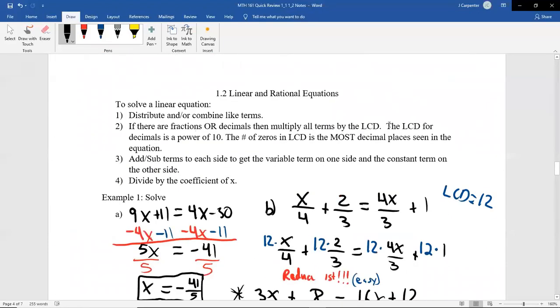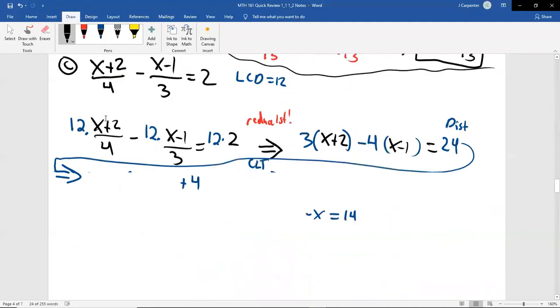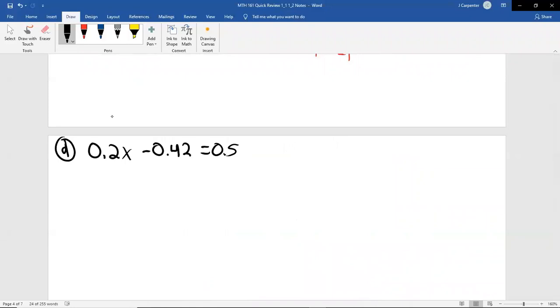So that's step 2 before. It said the LCD for decimals is a power of 10. The number of zeros in the LCD is the most decimal places seen in the equation. It's not add up all the decimal places, it's the most that you see out of any particular one. So with that in mind, there is one decimal place in this first one, 0.2. There are 2 decimal places in 0.42, and there is 1 decimal place in 0.5, which means that our LCD has to be 100. 2 decimals was the most, so we need 2 zeros.